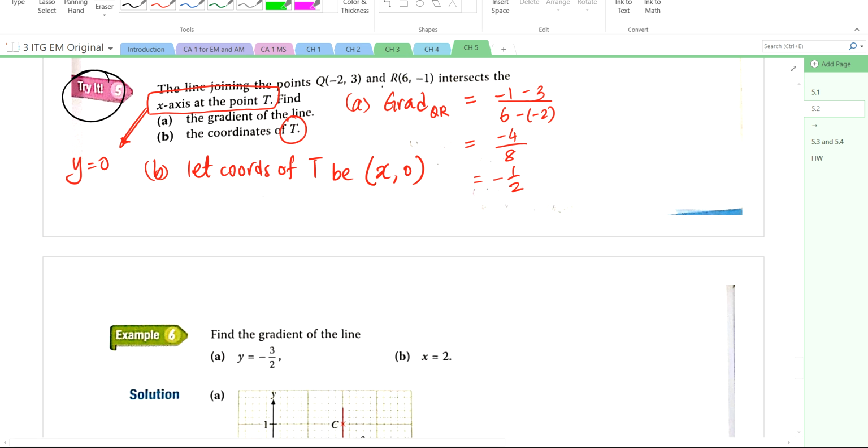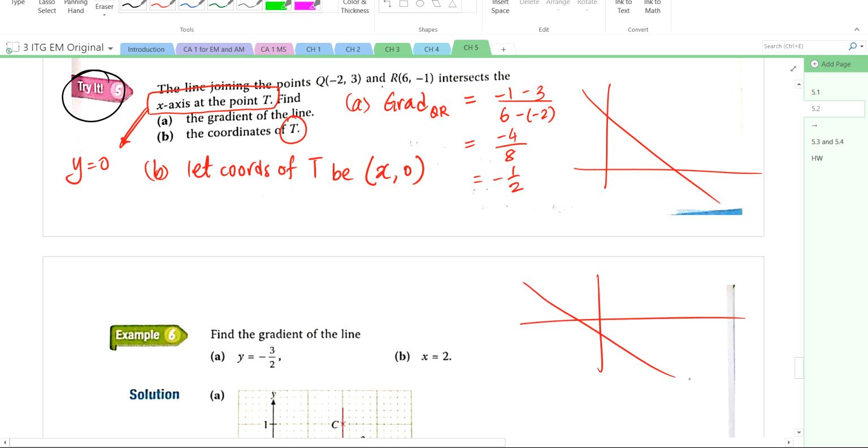So since I have the coordinates of T as x and 0, I know the graph is going to be slanted, sloping down. Probably something like this. Or it could be in this case. I don't know. It's going to be slanting down, and this value will be x, 0. This is my point T. Either this case or this case, T with x, 0. These are the two possibilities.